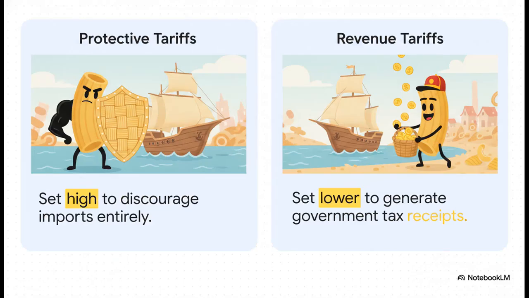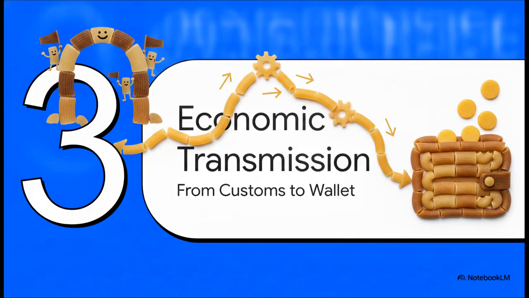Now, underlying all those structures are two very different motivations. On one hand, you've got protective tariffs. These are set deliberately high to discourage imports entirely. They're essentially prioritizing industrial national security and protecting domestic market share. But on the other hand, we have revenue tariffs. These are set significantly lower because the goal here isn't to stop trade at all. It's just to generate government tax receipts. So, the crucial point is how this theoretical policy becomes a real-world reality.